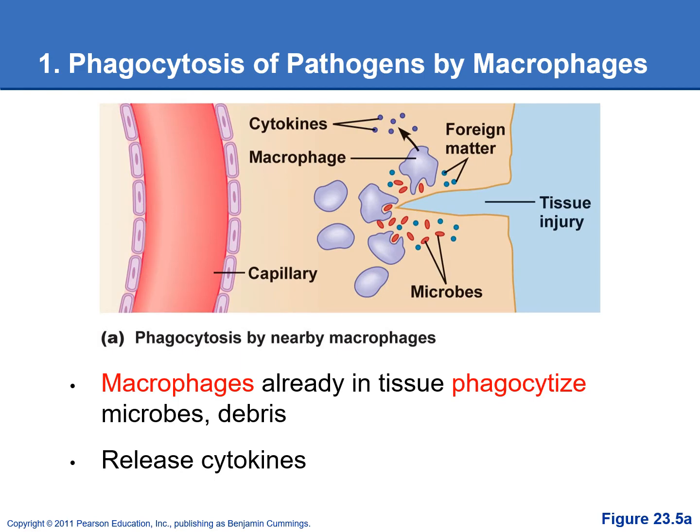So let's say that we get a cut on your hand and there's some bacteria that have gotten in there and maybe some dirt as well. There's some macrophages that live right underneath the skin, and so they will start acting immediately and start phagocytizing and eating the bacteria and the dirt. And they're also going to release some cytokines, some chemical messengers that will call for reinforcements.